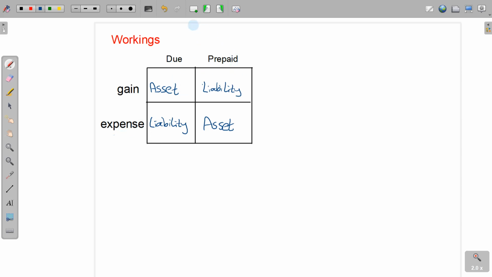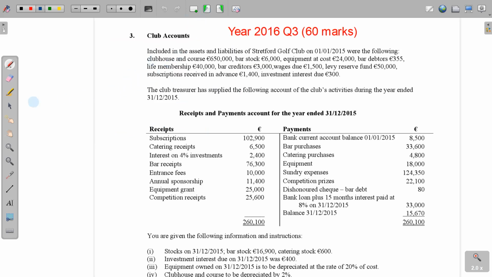So that's just what I like to do anyway. And then automatically we would know that Clubhouse, we would now know that subscriptions received in advance is a gain prepaid, liability. Investment interest due, well, that's a gain due, that's an asset. Levy reserve fund, we know, is a liability, because again, we're essentially holding.